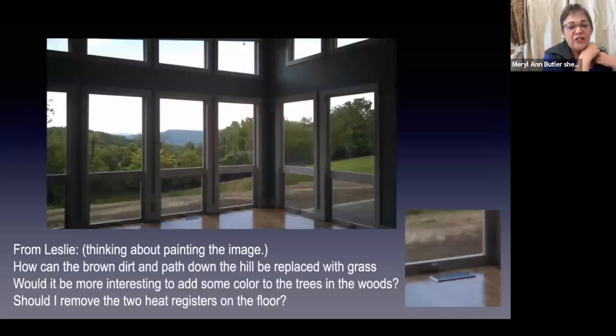Okay, so here's Leslie's. And so she's thinking about painting this image. So this is really cool. She wants to know how the brown dirt and the path down the hill could be replaced with grass, if it would be more interesting to add color to the trees in the woods, and should she remove the 2 heat registers on the floor? Well, let's start with that. Yes, absolutely remove the 2 heat registers on the floor. That would be the first thing.